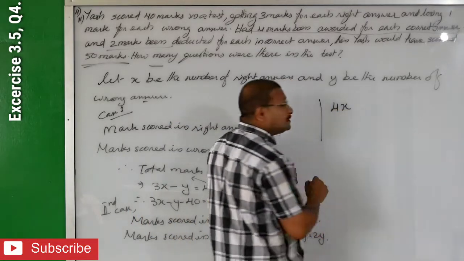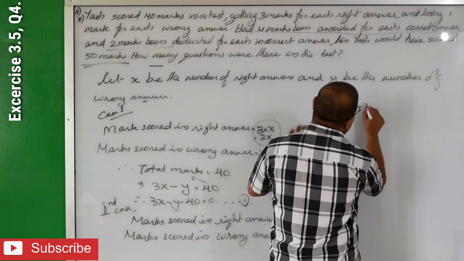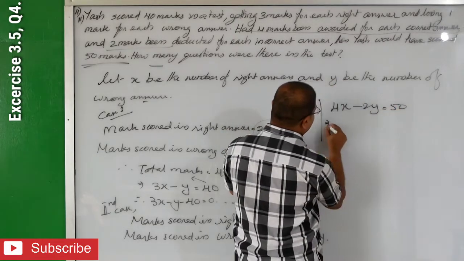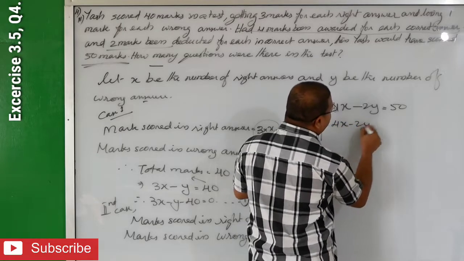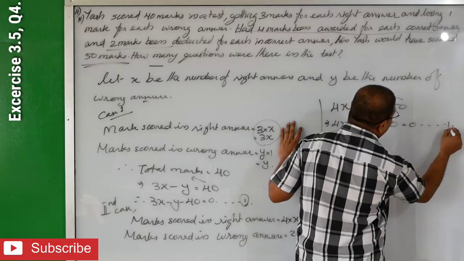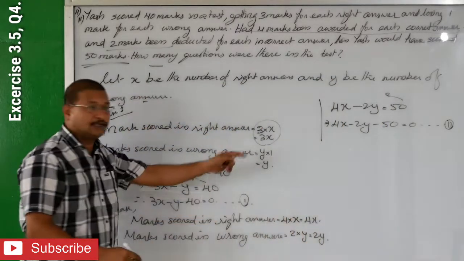4x, that is the correct answer. From there, the wrong answer mark we have to reduce it. That is minus 2y equal how much? 50. That implies 4x minus 2y minus 50 equal to 0. This is equation number 2. Ready? Of course, we got first and second.